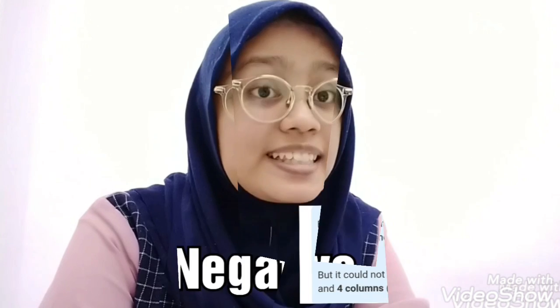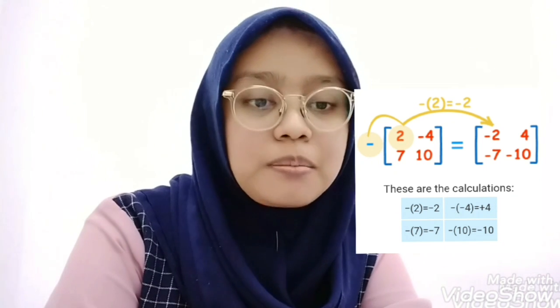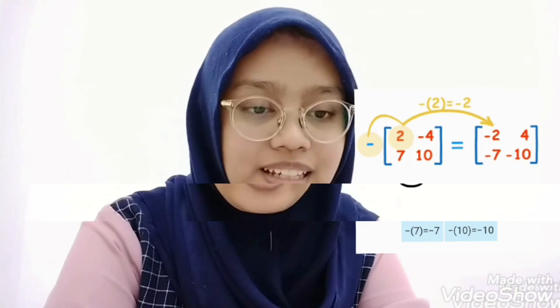The negative of a matrix is also simple. These are the calculations. Minus 2 equals minus 2. Minus 7 equals minus 7. Minus 4 equals 4.